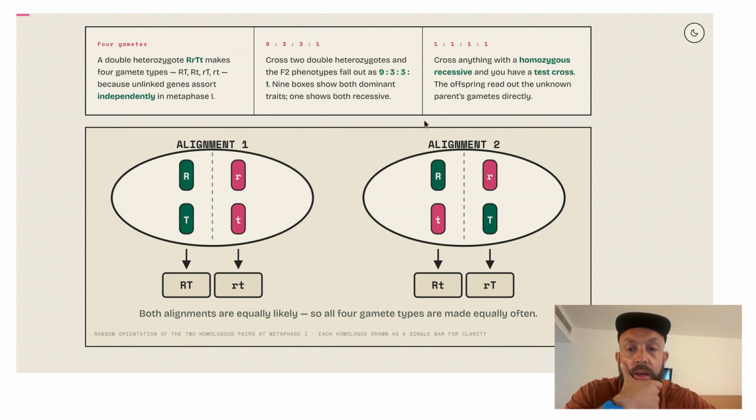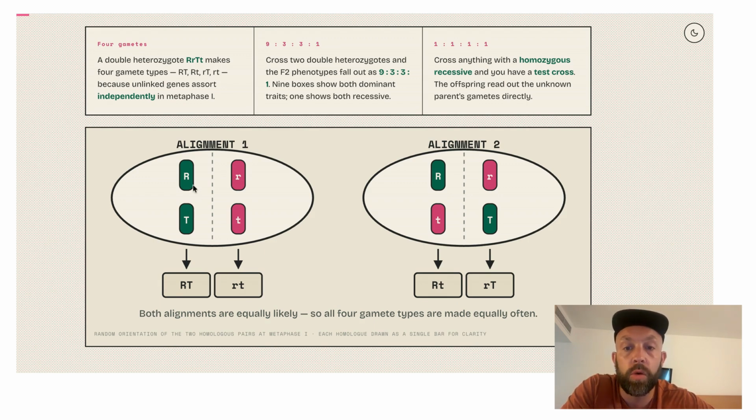What you'll see here is that we're looking at two traits. They're inherited separate from each other. So this is representing different chromosomes, and we've got our capital letter R as our dominant gene, and our lowercase letter r as our recessive gene. And the idea is that they are following the law of independent assortment from Mendel.